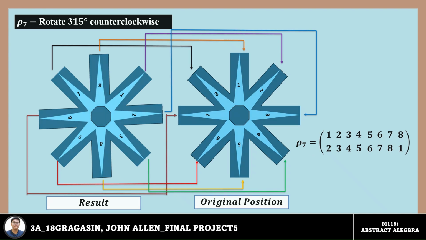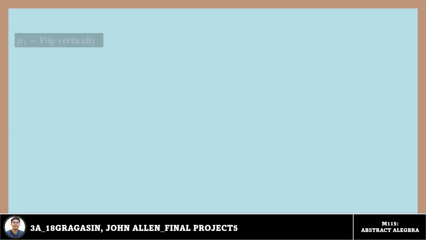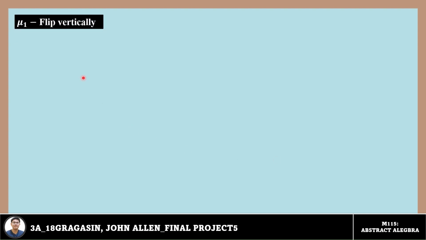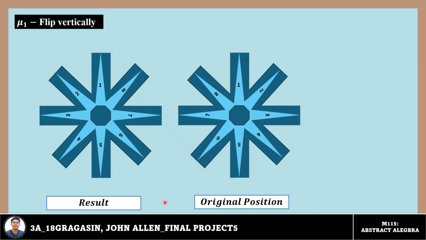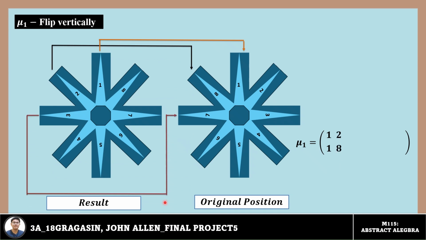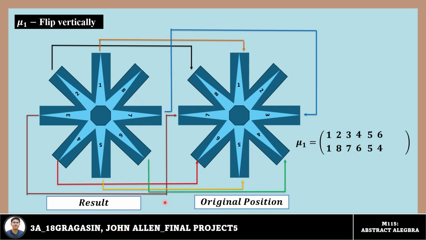Now let's proceed for flipping or lines of symmetry. So we have here the mu sub 1, flip vertically. So again, this is our original position, and this is our result. So we have here mu sub 1: 1 is to 1, 2 is to 8, 3 is to 7, 4 is to 6, 5 is to 5, 6 is to 4, 7 is to 3, and then 8 is to 2. So we have here the elements for our mu sub 1.